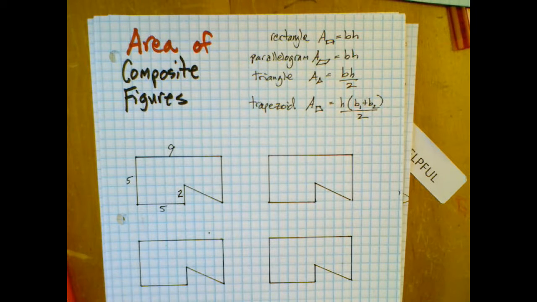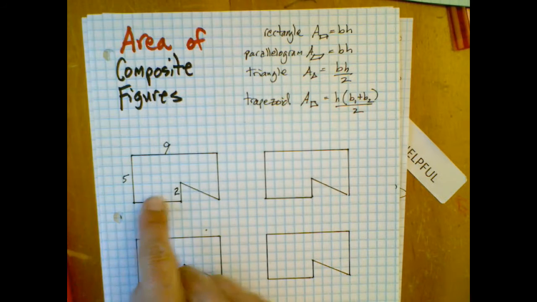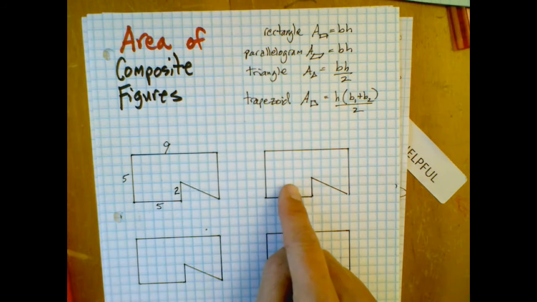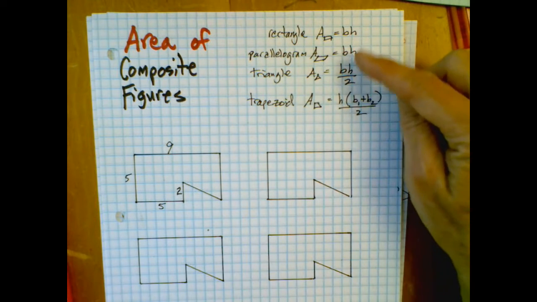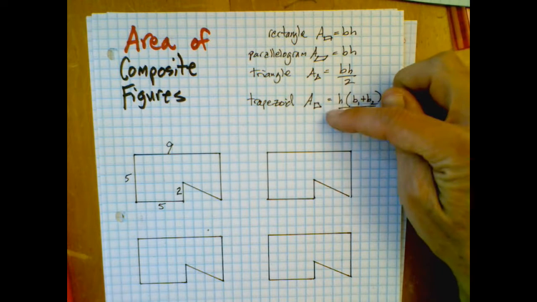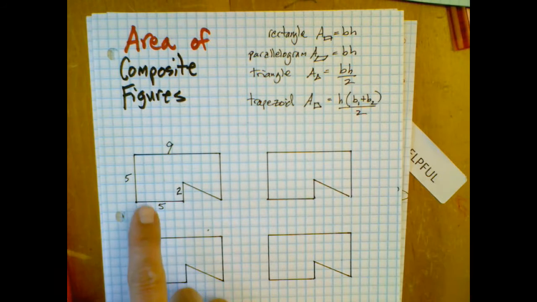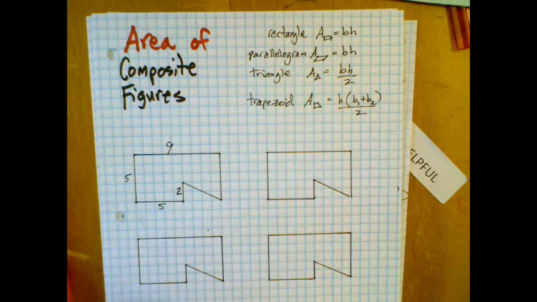Hey, we're back discussing area of composite figures, where we take a shape that doesn't have a single formula for it, and we break it apart into shapes that we can use formulas that we know. So these are all the formulas that we should be familiar with. The question is, how can I take a shape that looks like this and find the area that's inside?